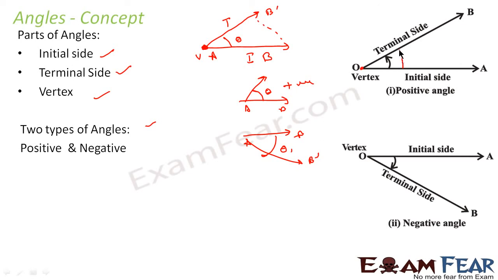Here if you see, this is the initial side, this is the terminal side. So we have rotated from here to here. This is called O theta positive. This is the initial side. We have rotated this line in the clockwise direction. It becomes O theta negative.